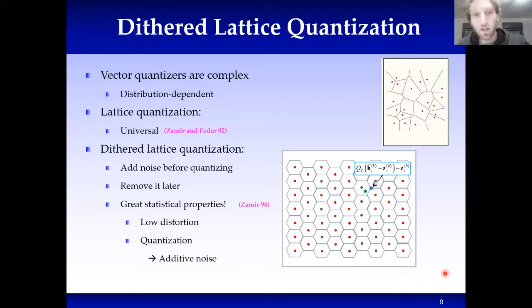One, it achieves very low distortion. And the other very nice property about it is that it converts the quantization error into additive noise, which has very nice statistical properties. It is mutually independent of what we've quantized. And that's important for us because we do not want to assume any distribution on what we're quantizing.